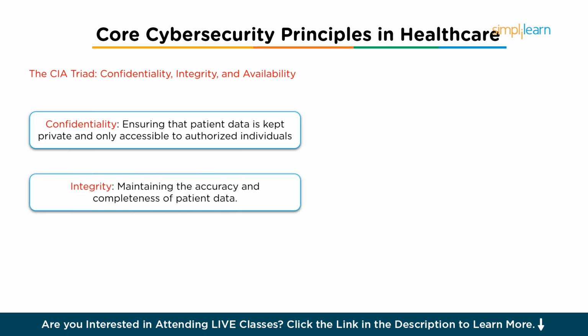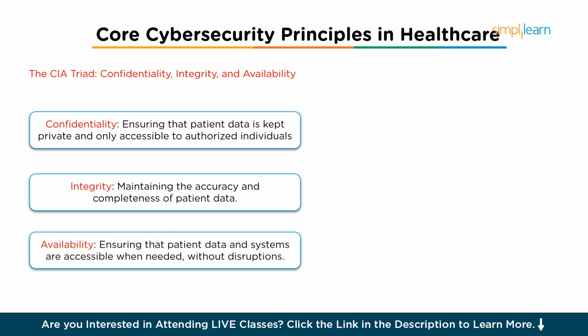Integrity, maintaining the accuracy and completeness of patient data. Healthcare organizations must ensure that data is not altered or tampered with by unauthorized parties, using measures like data validation and audit trails. Availability, ensuring that patient data and systems are accessible when needed, without disruptions. This involves implementing redundant systems, backups, and disaster recovery plans to prevent downtime, which can affect patient care.